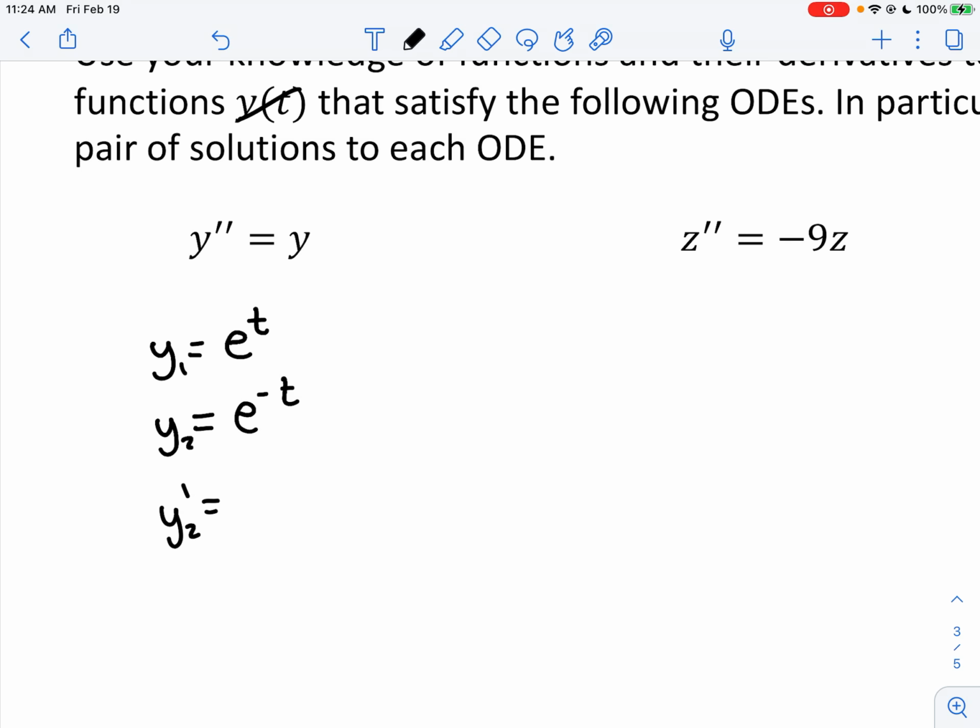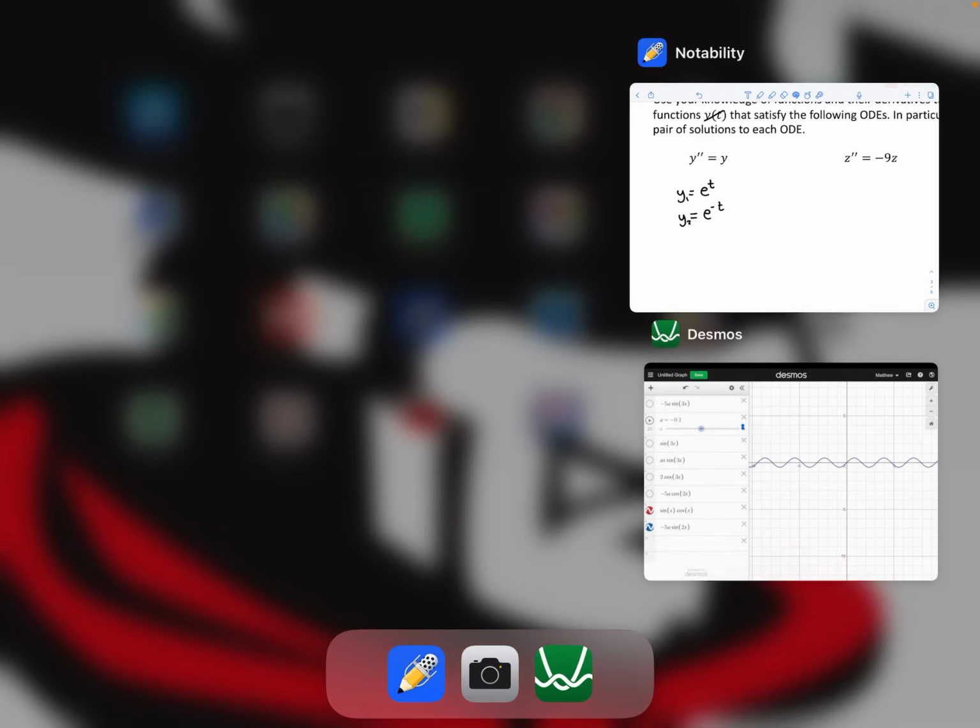If I differentiate y sub 2, I get negative e to the negative t, but when I do a second derivative, it's going to go back to positive. In other words, we get right back to the original. y sub 2 double prime is equal to y sub 2. So here we have e to the t and e to the negative t. And the question is, are they linearly independent?